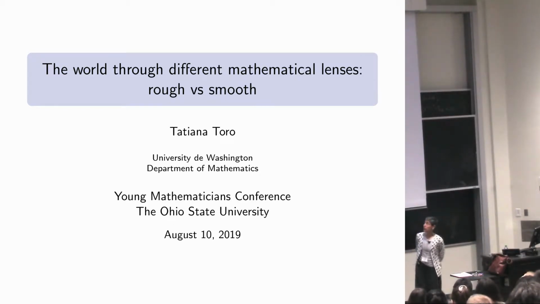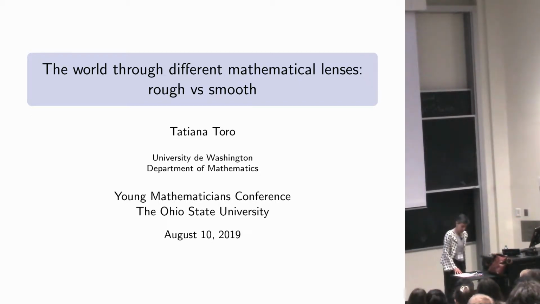Okay, so what do I want to do today? Liz mentioned my research lies at the interface of geometric measure theory, harmonic analysis, potential theory, and PDEs. We're going to start by talking first about rough and smooth, and then we will talk about the different mathematical lenses. I want to hopefully illustrate some of the ideas on the sort of things that we can do in the area that I work in, okay?